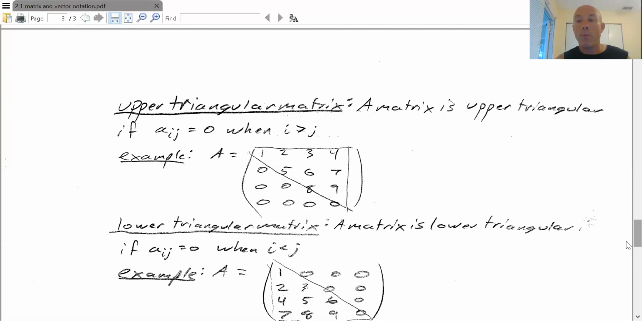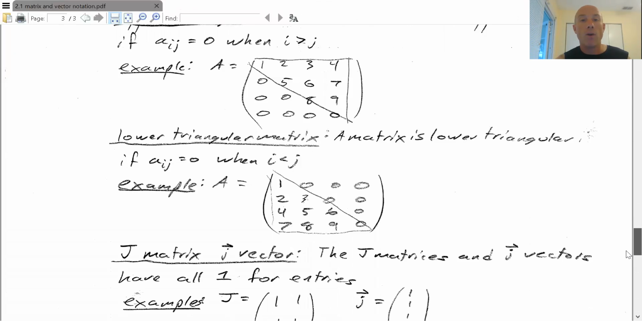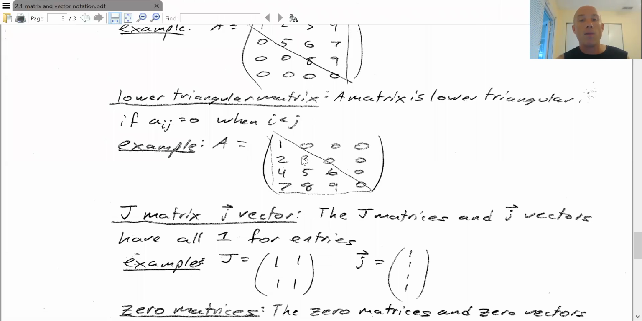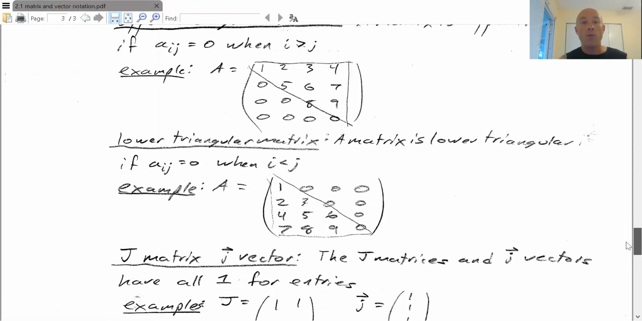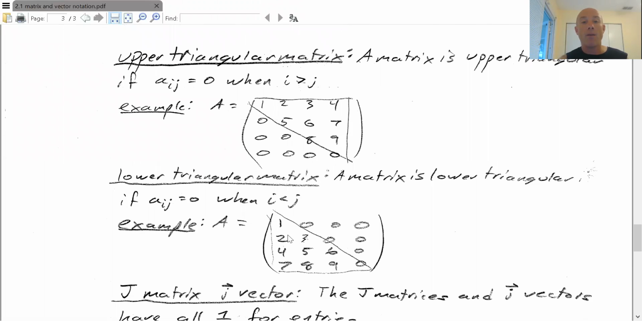Now, a lower triangle matrix is very similar, but this time it's the diagonal and below that are the non-zero entries, and it's 0 above the diagonal. Upper triangle, I have numbers above the diagonal. Lower triangle, I have entries that are lower than the diagonal.